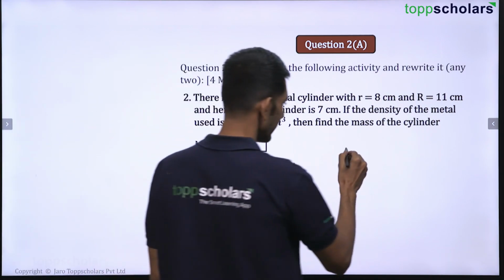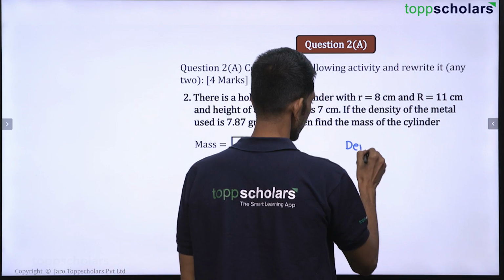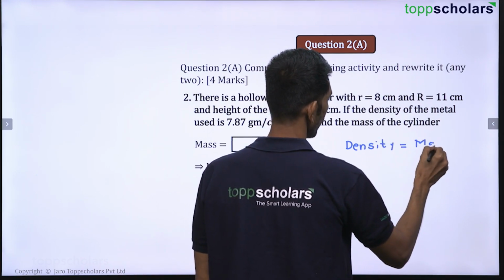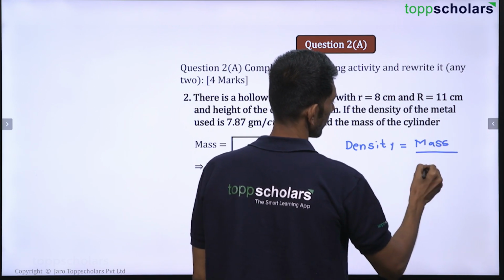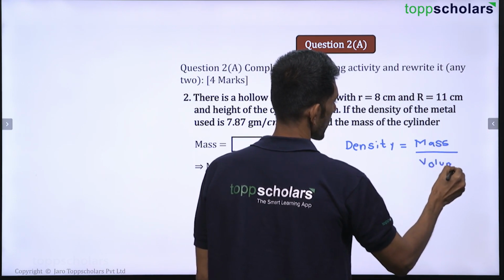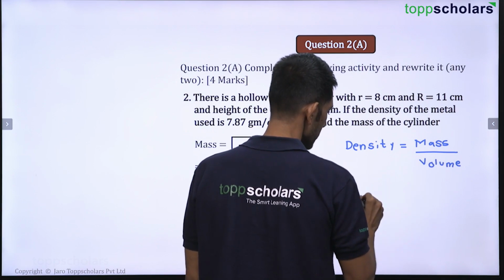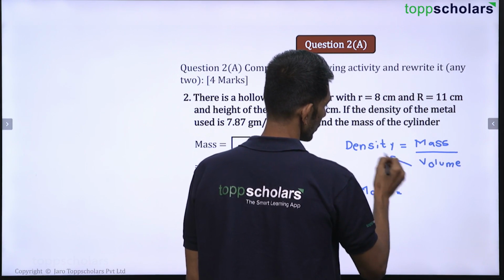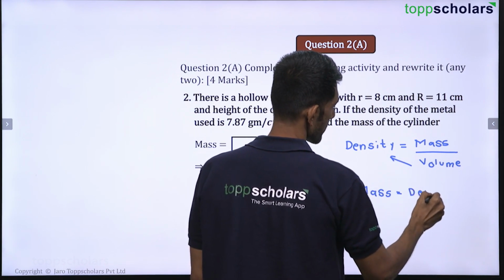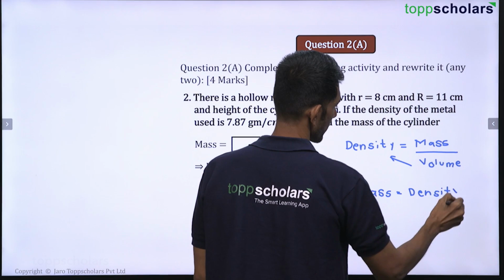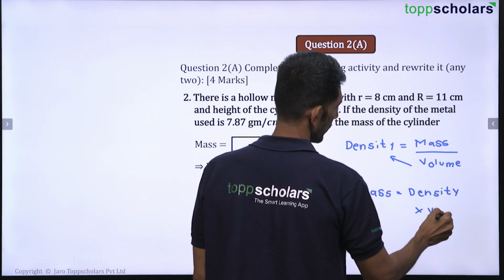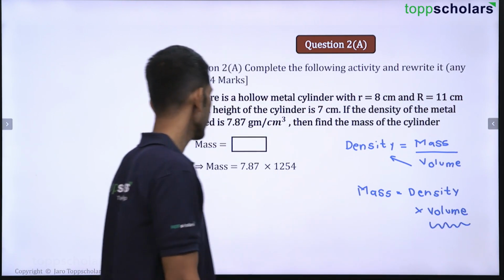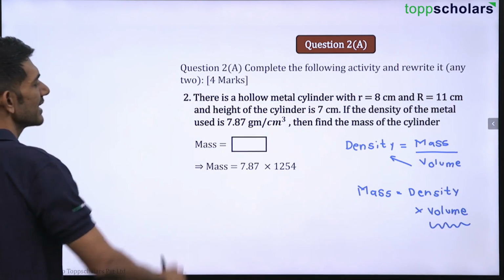We know that density, understand, density is what? This you have studied in physics. Density is mass divided by volume. So can I say mass is equal to density into volume? Correct? So mass is density into volume.